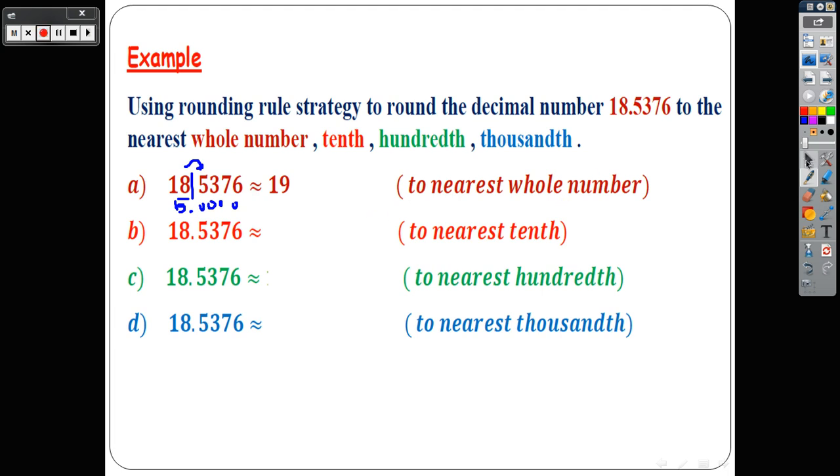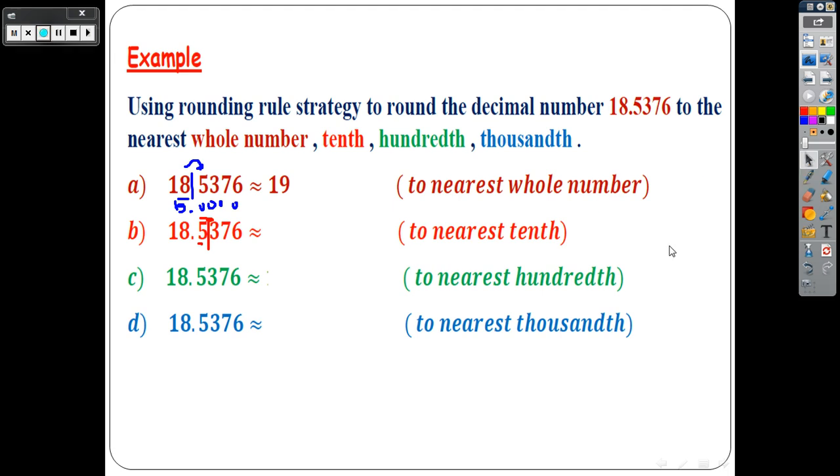Now the next example. I want to round this number to the nearest tenth. Go to the tenth place. Where is the tenth place? It's 5. Go to the next door. What is the next door? It's 3. 5 or more, add 1 more; 4 or less, just ignore. This 3 is less than 5, so you ignore it and write 18.5, and ignore all the remaining numbers. So the answer will be 18.5.